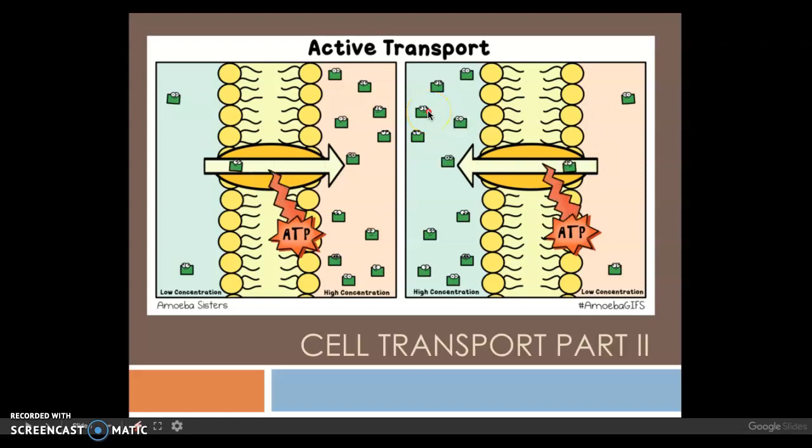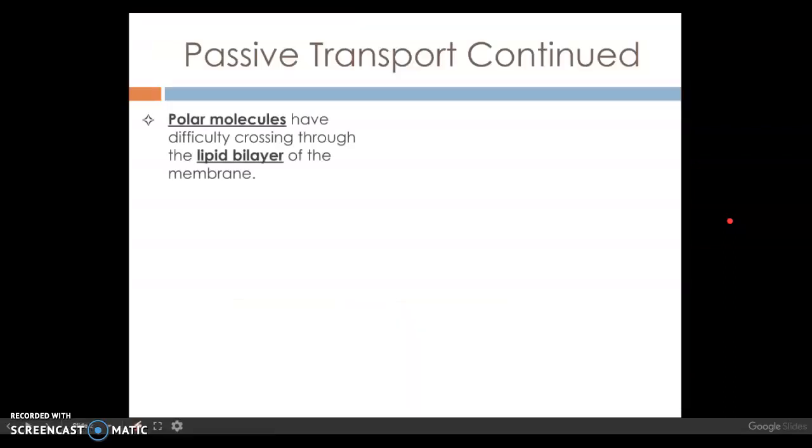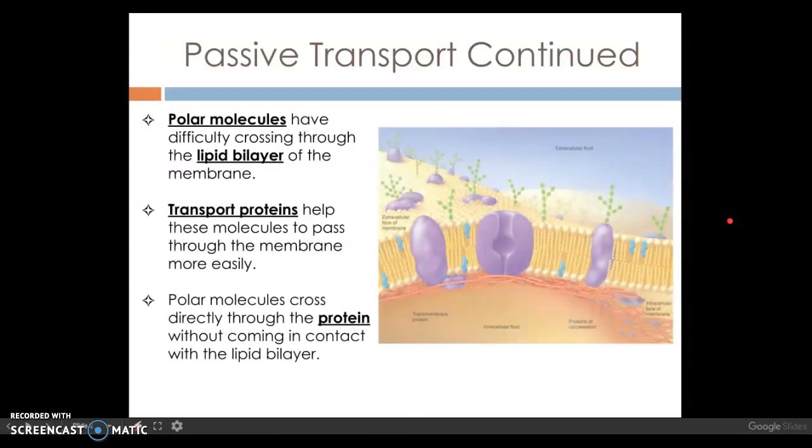You are now watching part 2 of our cell transport notes, and we're going to finish up passive transport and then talk about active transport. So in passive transport, polar molecules will have difficulty crossing through the lipid bilayer of the membrane, and in order to do that, we have these things called transport proteins that help the molecules pass through the membrane easily.